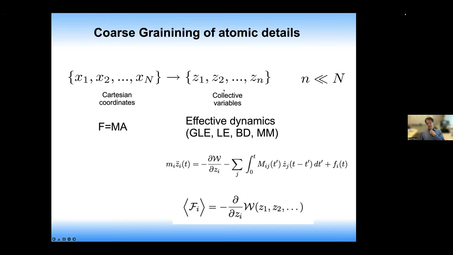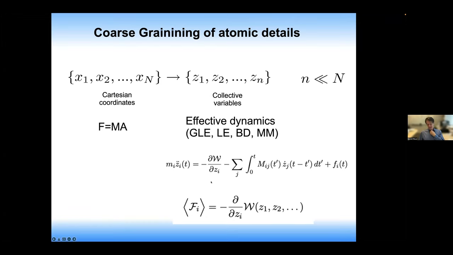Now, within that subspace, the dynamics is really effective. That means it's governed either by some sort of generalized Langevin equation or Brownian dynamics or even a Markov model, but it's certainly not anymore just reversible Newtonian dynamics. The quantity that is common to most of these effective dynamics models is the potential of mean force that governs the relative free energy within that subspace, this W. And when you take the gradient of the potential of mean force, you get basically the microscopic mean force. And this would be the memory function, for example. So in the generalized Langevin equation, this is the form that you get.